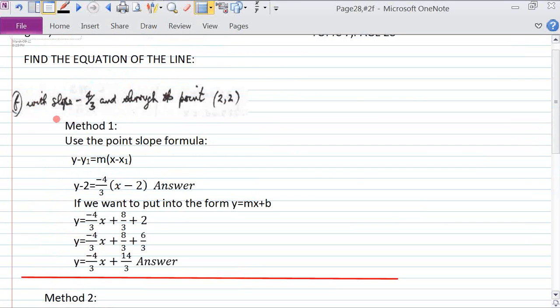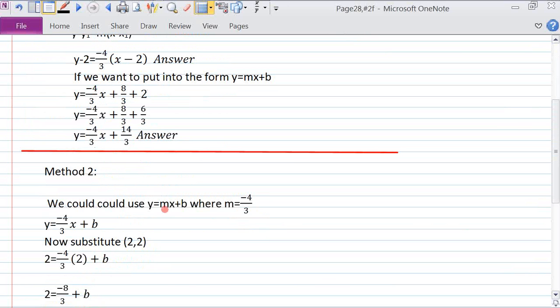This shows that when you're doing this kind of problem, there is usually more than one way to do it. You can use the point-slope formula, or you can use the slope-intercept formula. This is the slope-intercept formula, and actually calculate what the intercept value is.